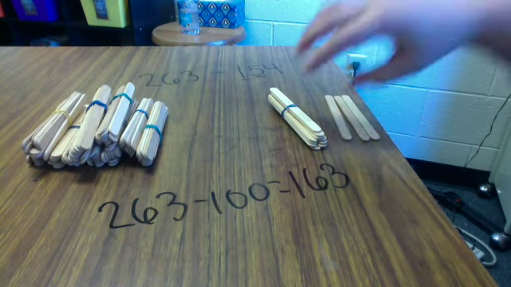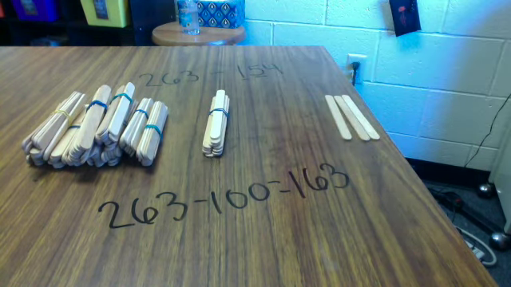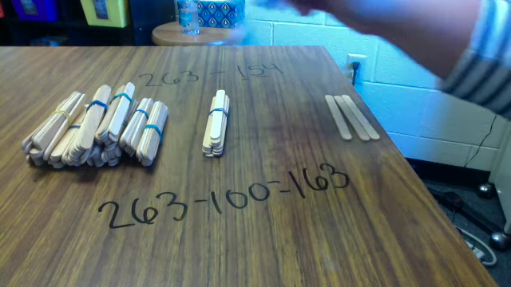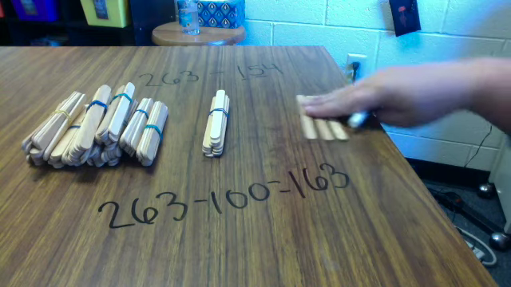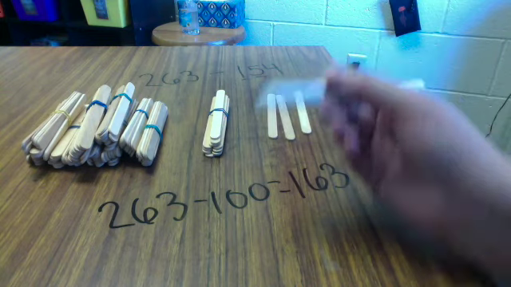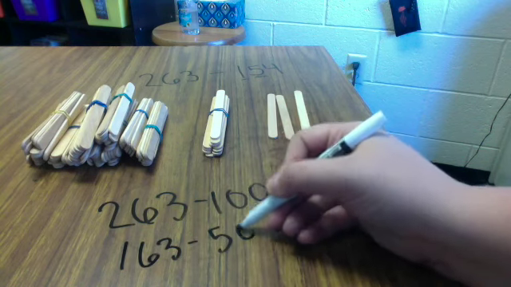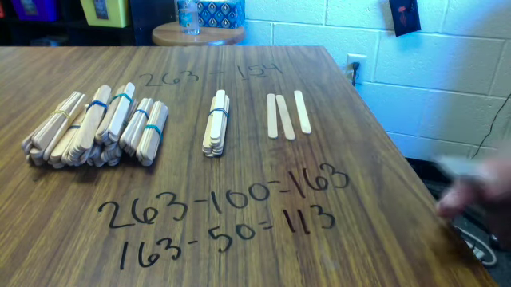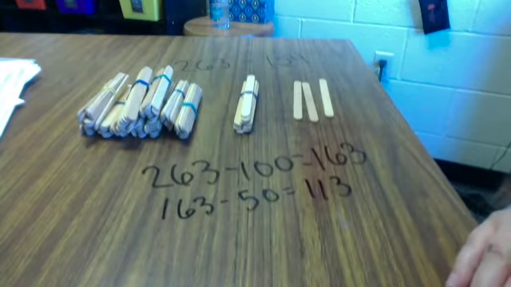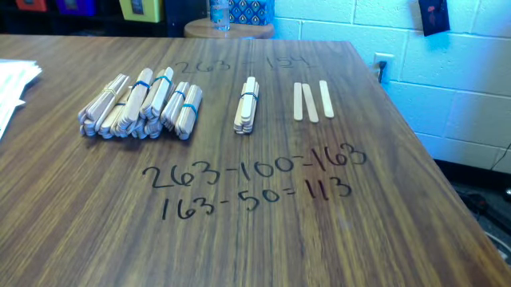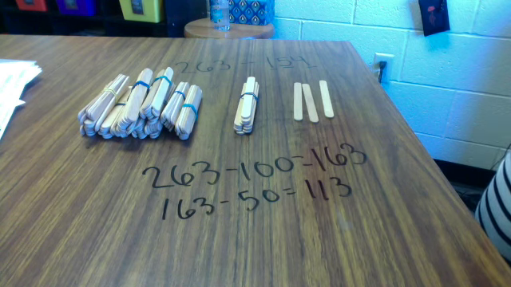Okay, 50 is gone. So now I have 113, because this is a 10. So 163 minus 50 equals 113. And now I'm looking at my ones. I have to take away 4 ones. Now this is the tricky part.